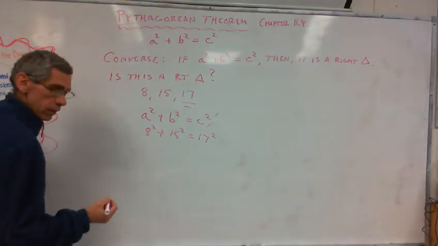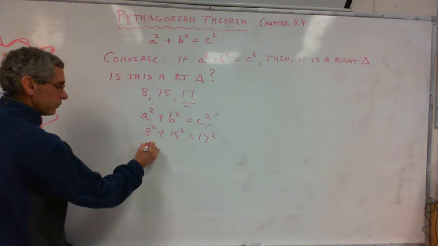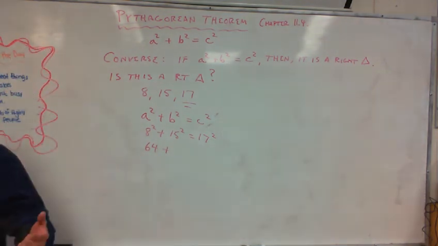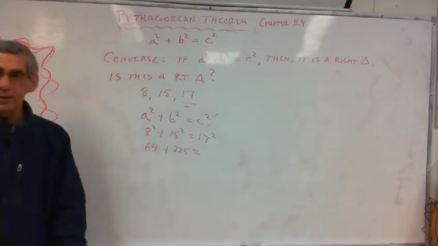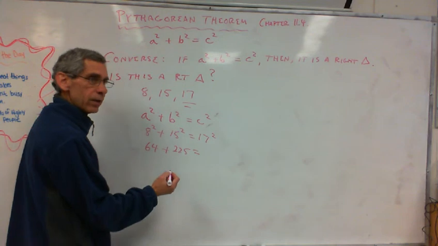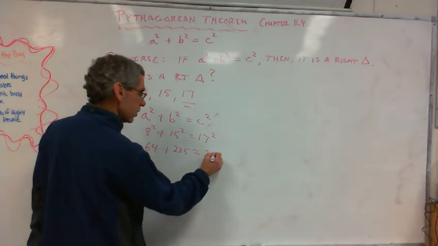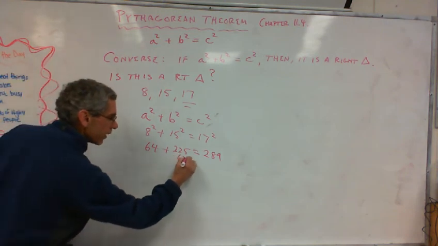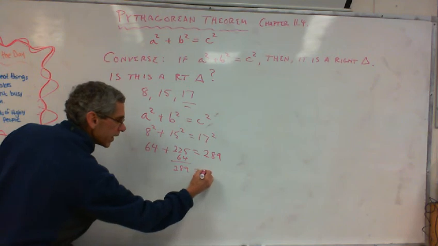Who has the calculator again? 8 times 8 is 64. Plus 15 times 15 is 225. And then 17 times 17 is 289. Now we're going to add 64 to 225. That's 289. Oh, 289 equals 289.